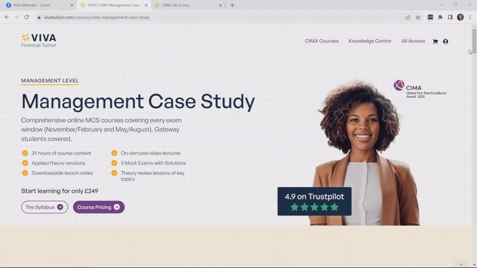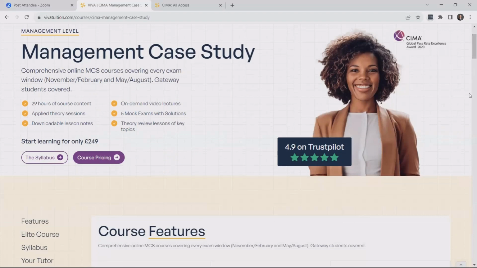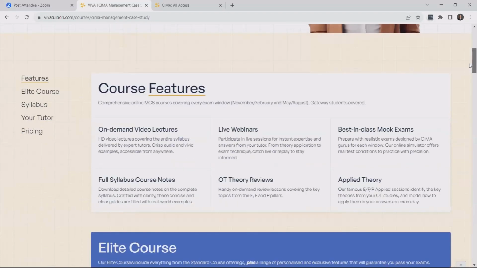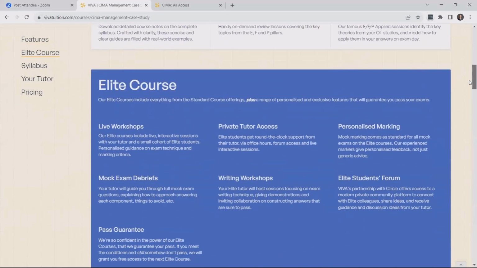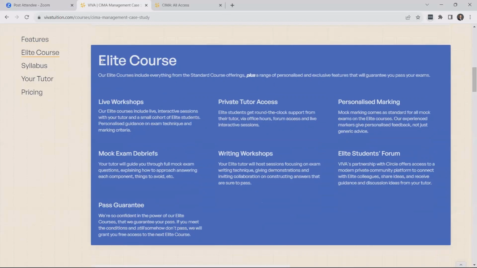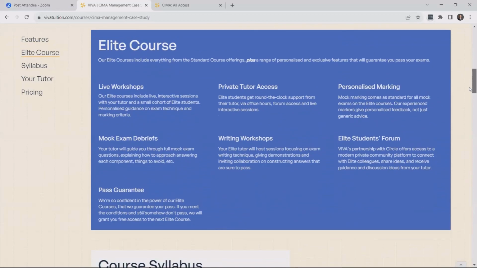Just going to be very quick about this. There's a link in the chat box already for this page. If you want to look at it in your own time, you can look through the different management case study resources and offerings that we have at VIVA. If you scroll down here, you can see the course features section, which explains in detail some of the features that you get with the standard course for the MCS in November 2023. You'll also see some of the additional features that you get if you're an elite course member, and I'll explain a little bit more about that further down.